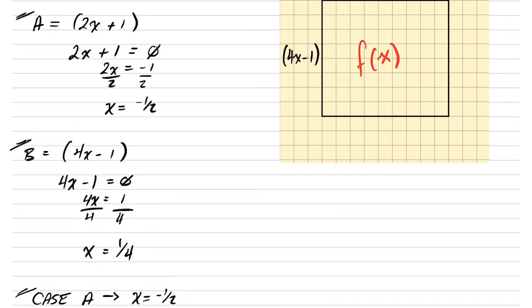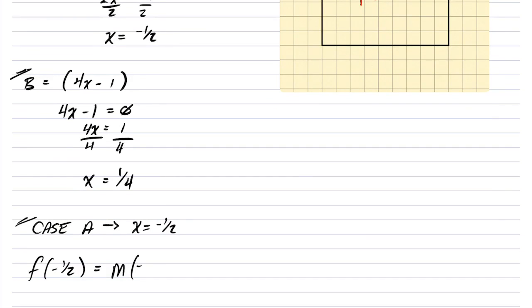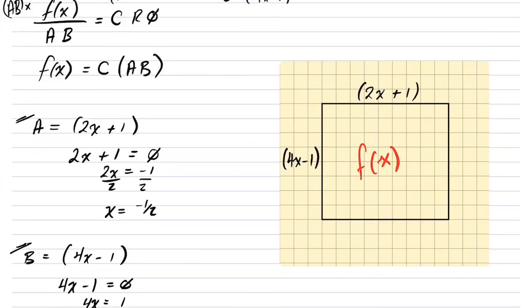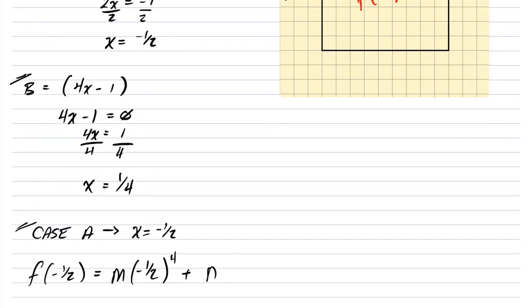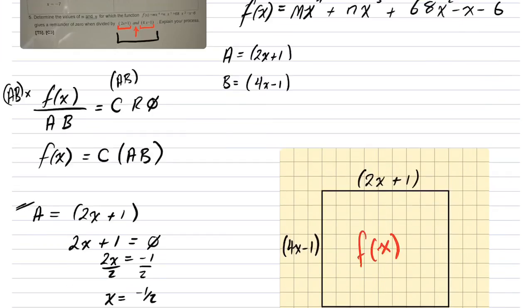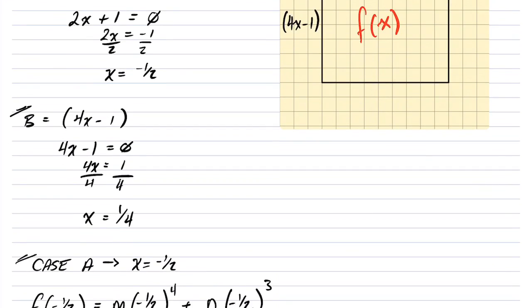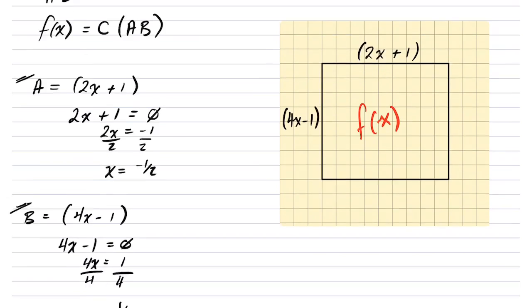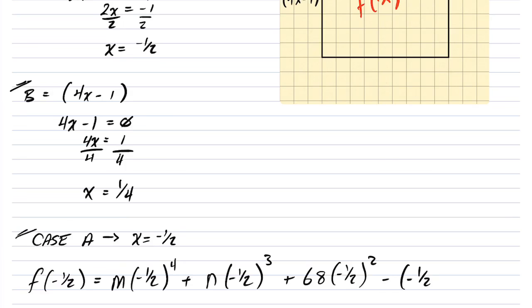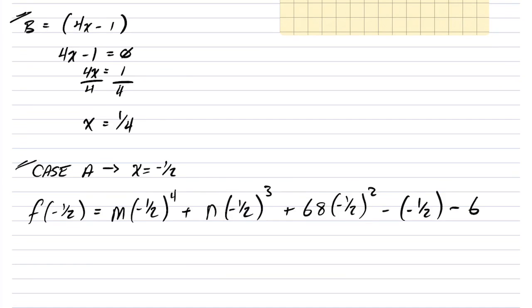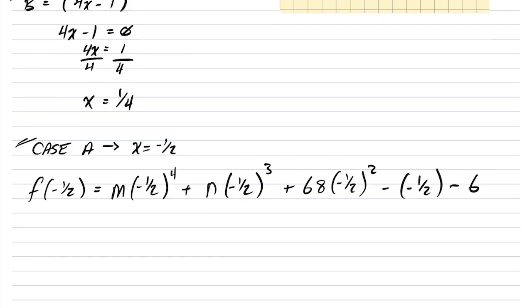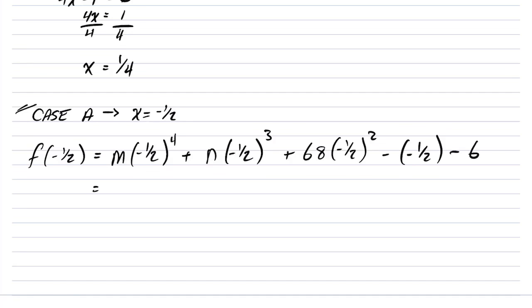This equals m times -1/2 to the power 4, plus n times -1/2 to the power 3, plus 68 times -1/2 squared, minus -1/2, plus 6, minus 6. So you can go ahead and plug this all into a calculator to solve this as fast as possible. We'll see if I can get through this mildly quick, so I'm not wasting your time.